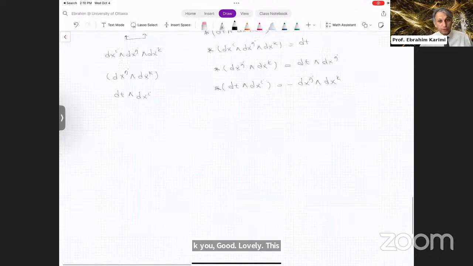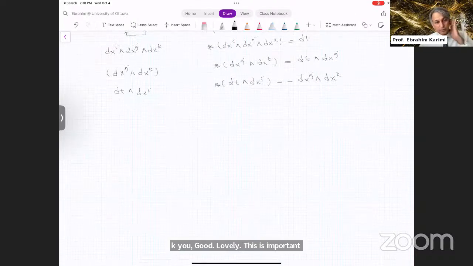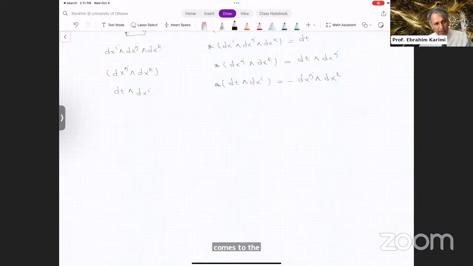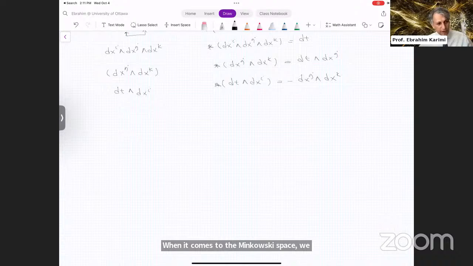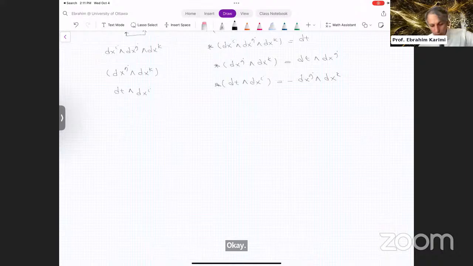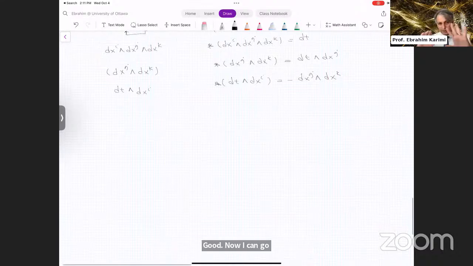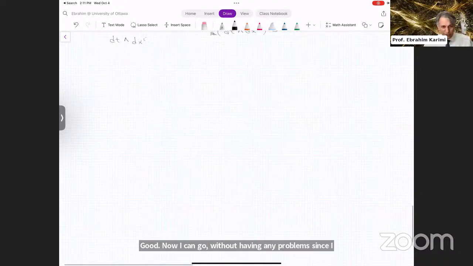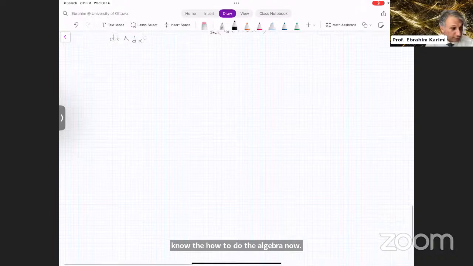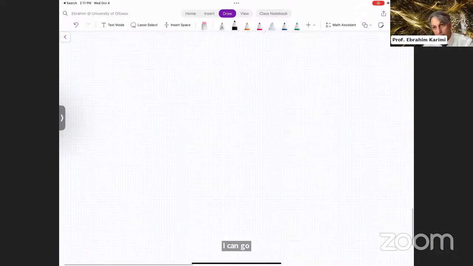This is important because when it comes to Minkowski space, we have to do a little bit of the calculation in a different formalism. Good. Now I can go on without any problems, since I know how to do the algebra. Now I can go to do the differentials, which is very important in the Grassmann algebra.